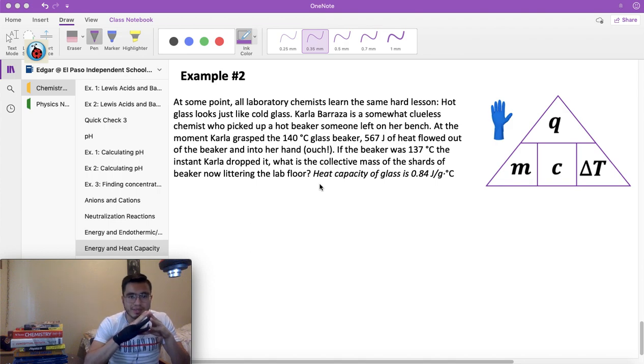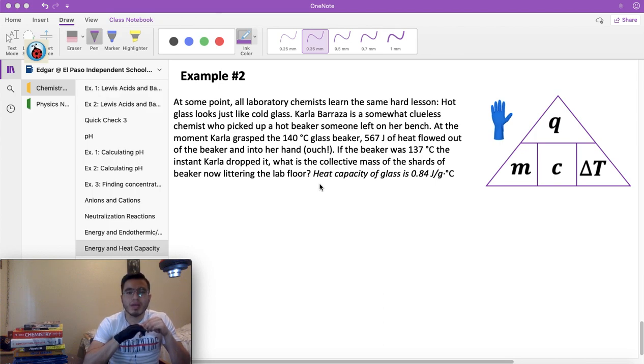Hot glass looks just like cold glass. Carla Barraza, she's a friend of mine, is a somewhat clueless chemist who picked up a hot beaker someone left on her bench. At the moment Carla grabbed the 140 degrees Celsius glass beaker, 567 joules of heat flowed out of the beaker and into her hand.